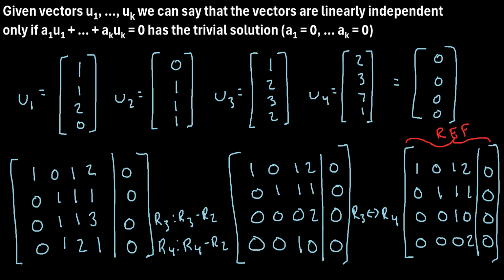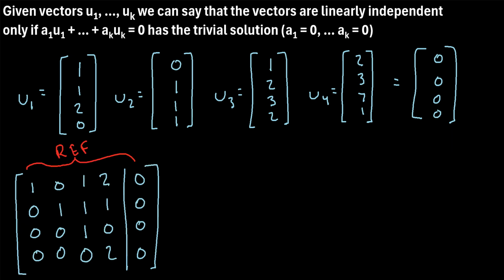And we just need to see, is the only possible solution to this system of equations that this matrix represents the trivial solution? In other words, a1 is 0, a2 is 0, and so on. So let's make a little room and rewrite this over here. Okay, so here's our matrix in row echelon form.